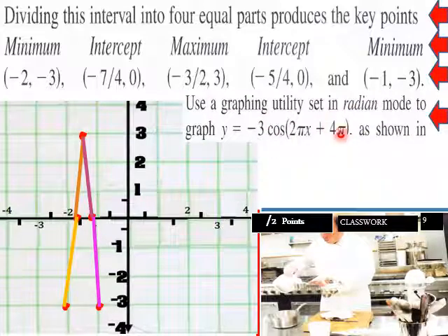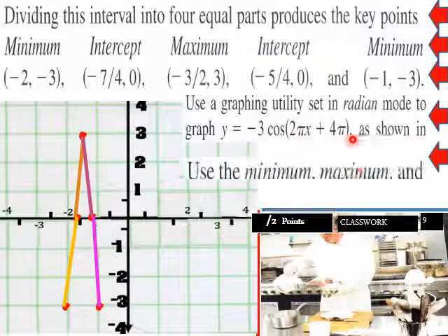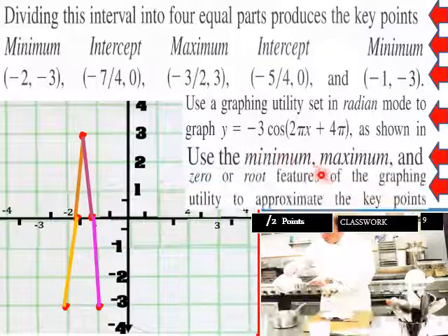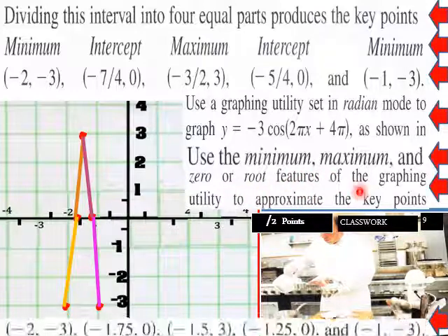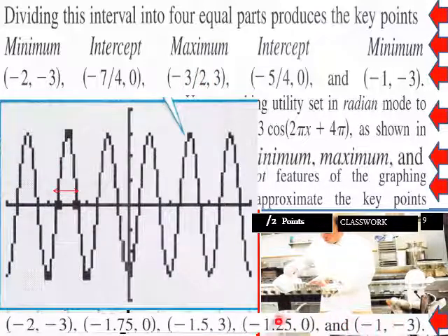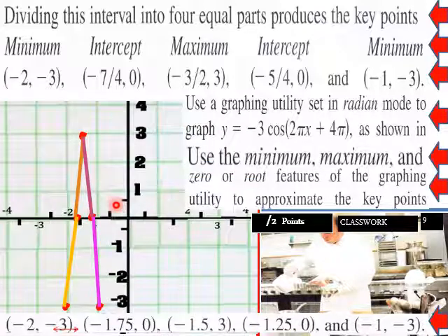So using a graphing calculator set in radian mode, graph y equals negative 3 cosine quantity 2 pi x plus 4 pi as shown in the graph. Use the minimum, max, and zero or root features of the graphing calculator to approximate the key points. So here are your key points again, another way of putting them from up here. And this is the way, if you set your viewing window correctly, this is what you should have as your function for that.